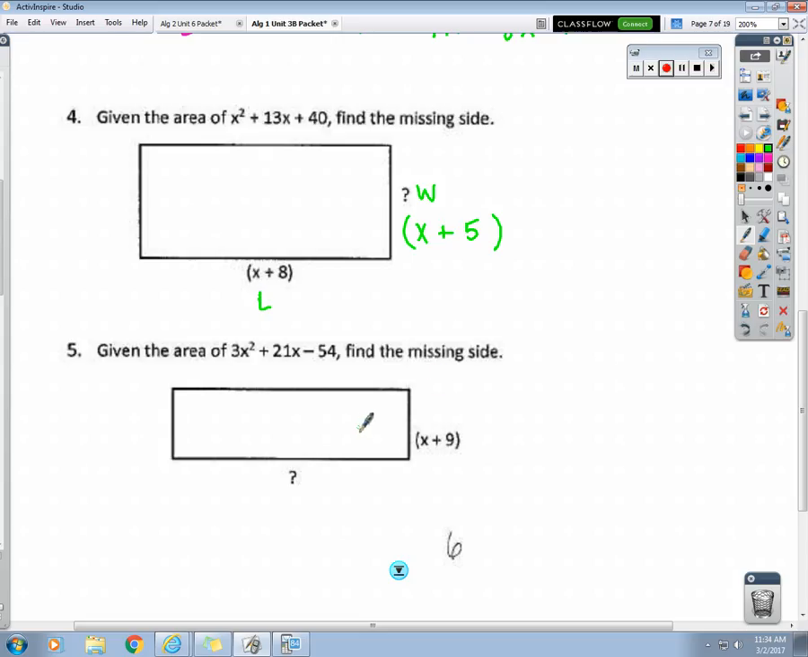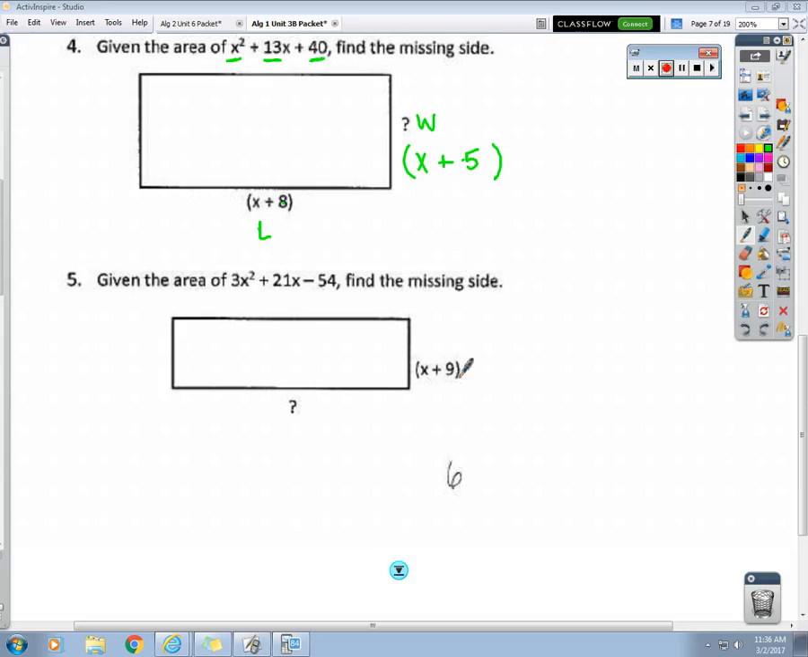Now, number 5 is a little harder. Just play around with it and see what you can come up with. Does anybody want to give me an answer? Okay, Benny says it's 3x plus 6. Raise your hand if you agree. No, it's 3x minus 6. Right, it's minus.